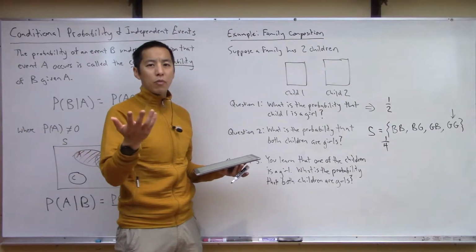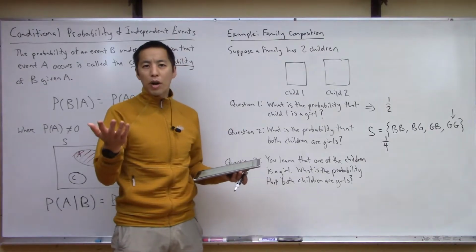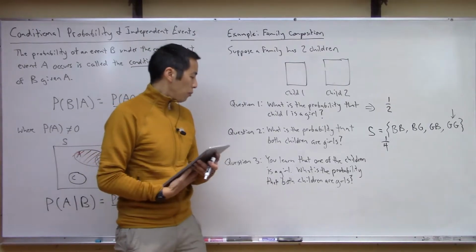A quarter of the time, 25% of the time, that would be true. I would have 2 girls, okay? Now, let's look at this one.